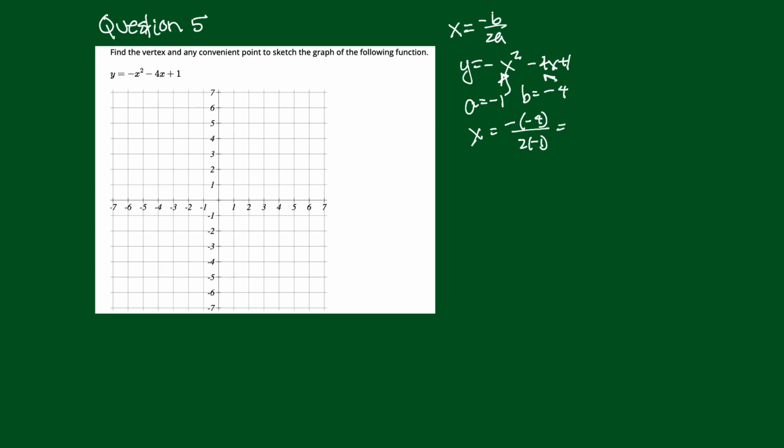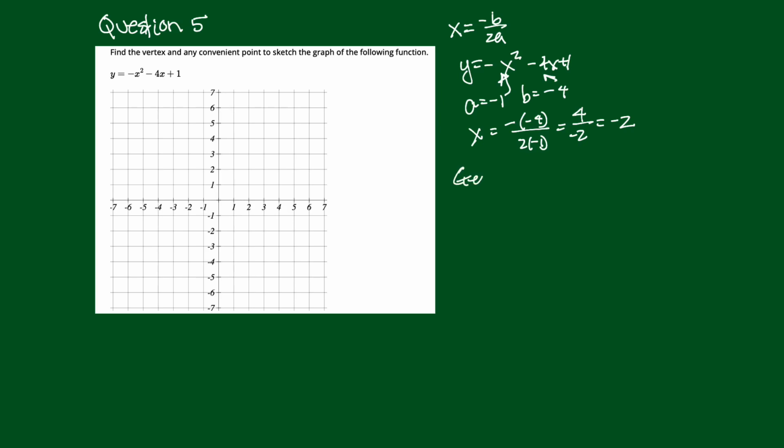This looks familiar, a little bit different than the first one, I guess. This is 4 over negative 2, so the x-coordinate is negative 2. Now I need to get y. I know it crosses here at negative 2 someplace. Let's just get y.